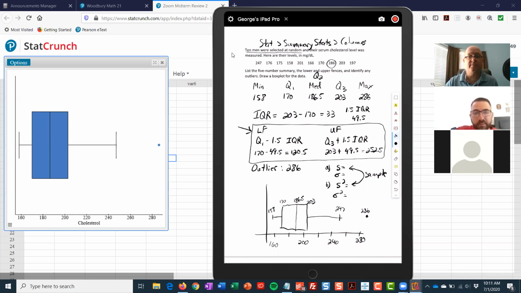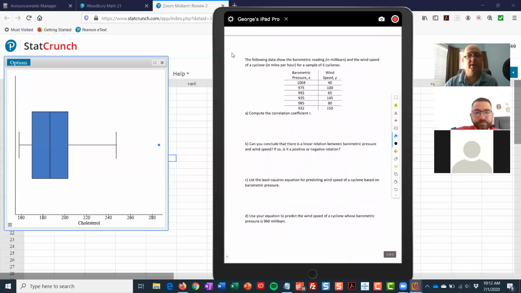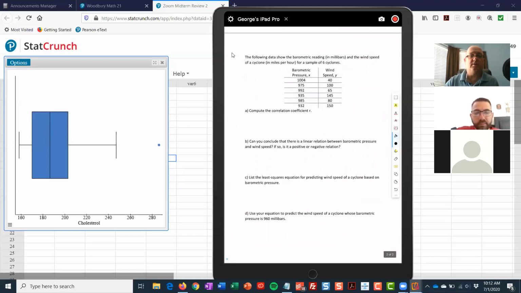The other half of today is from chapter 4. And so the problem that I have for that one, I've got a listing of barometric pressures for different cyclones along with the wind speed. So the idea is we're trying to see if the pressure of the cyclone has anything to do with the speed of the wind that goes with it. A cyclone's kind of like our hurricanes that we have on our eastern coast.